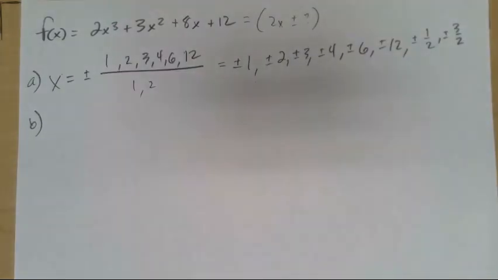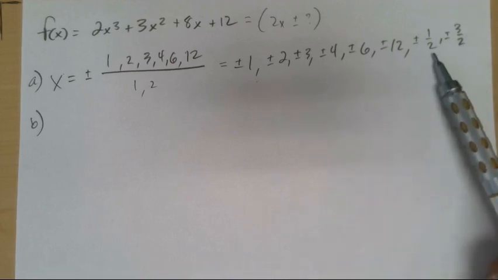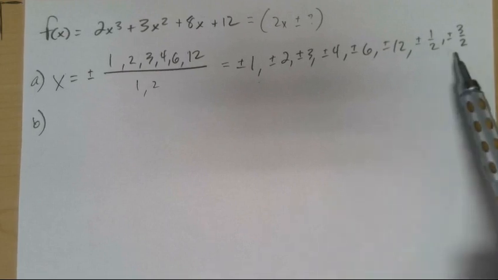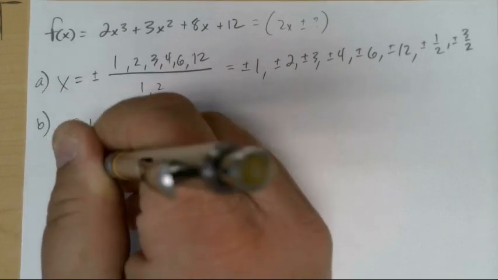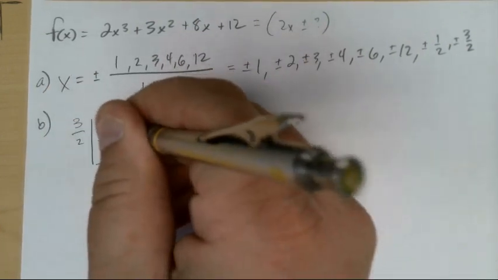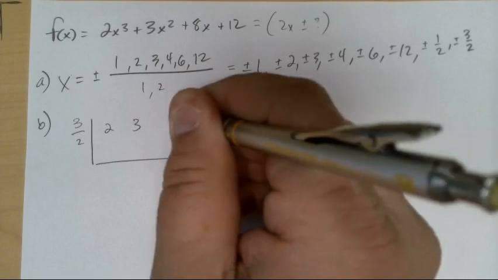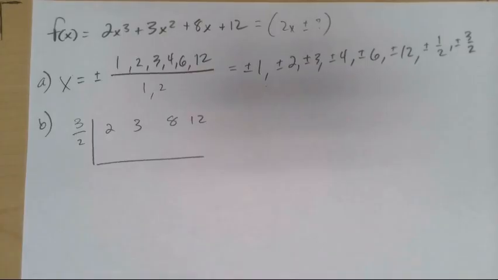Okay. Well, that tells me at least one of the factors is going to have a fraction in it. And I've got 4 to choose from: positive and negative 1/2, positive and negative 3/2. So I'm going to start with the 3/2. And I am partial to synthetic division. So I set it up: 2, 3, 8, 12.